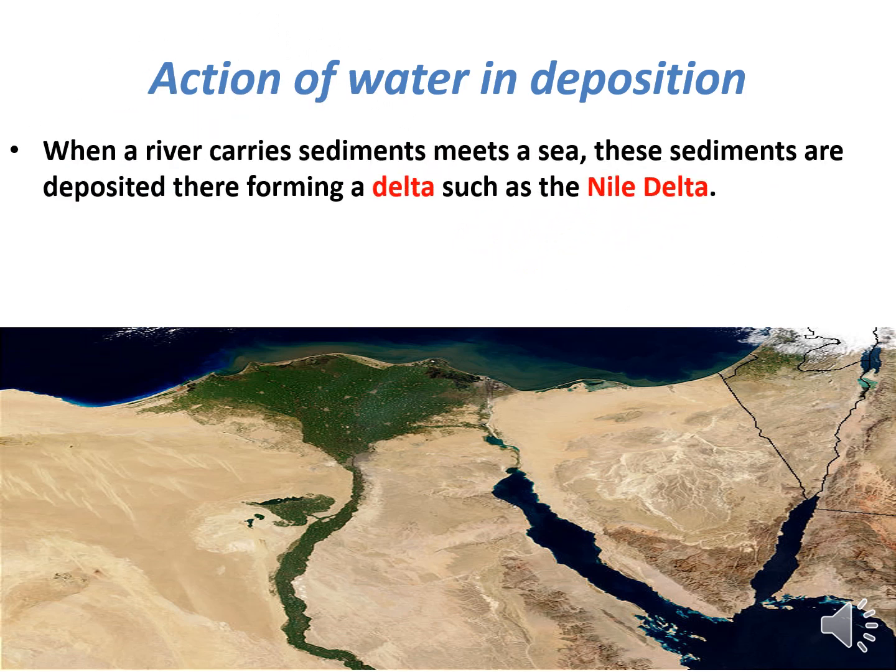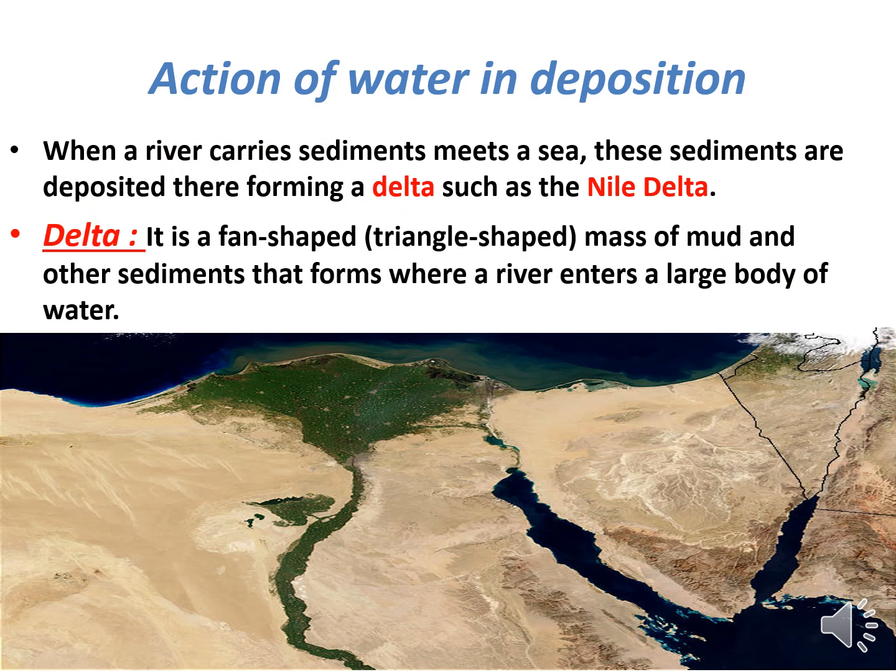Next we have action of water and deposition. When a river carries sediments meets a sea, these sediments are deposited there, forming something called delta, such as the Nile Delta. Now can you look at this picture and tell me what's delta, or takes the shape of what? Super! Delta is fan-shaped or triangle-shaped mass of mud and other sediments that forms where a river enters a large body of water.